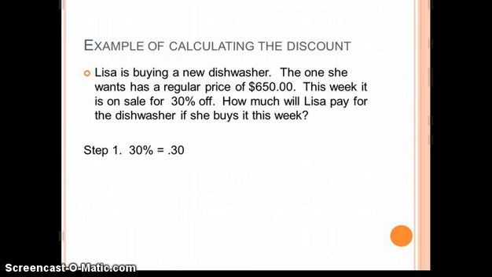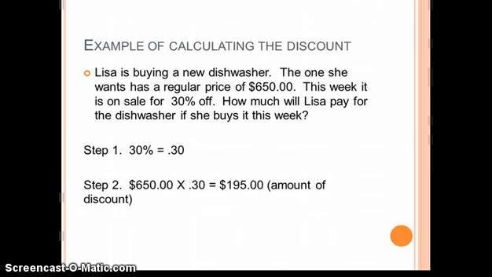Okay, step 1. You're going to change the percent to a decimal. In order to do this, you're going to divide 30% by 100. And when you do that, it comes out to 0.30. If you're doing this in a calculator, remember you might just see 0.3. The calculator will drop off the insignificant 0.